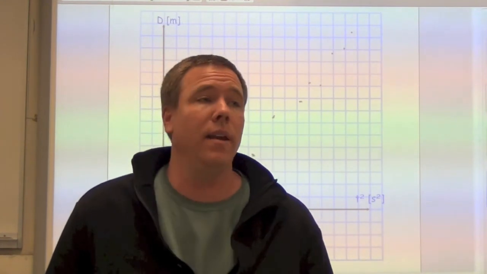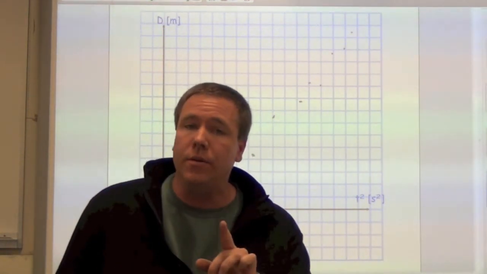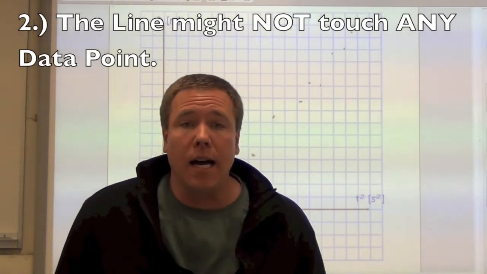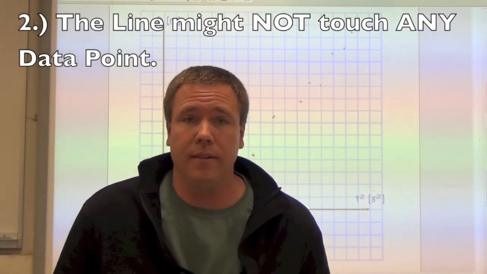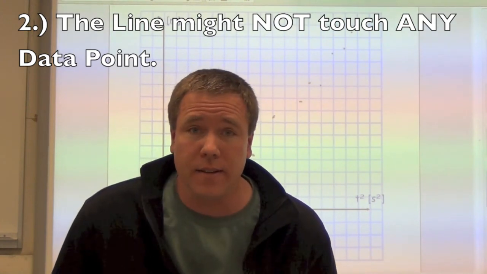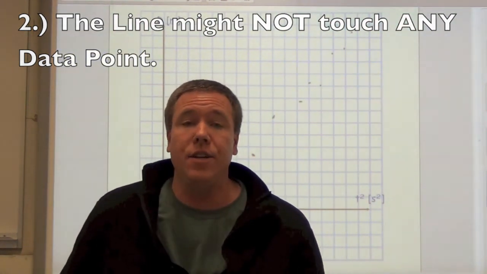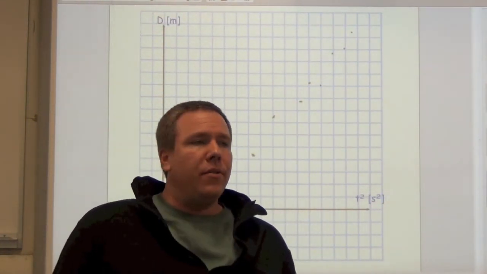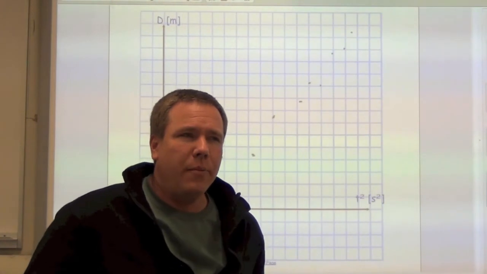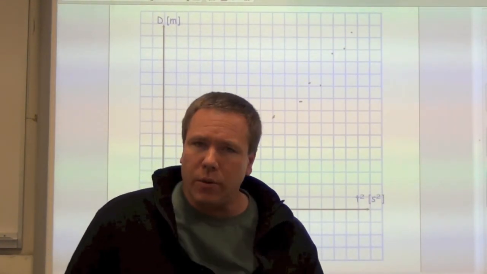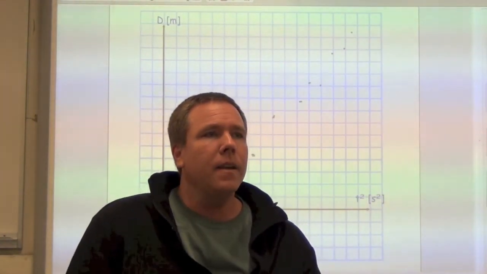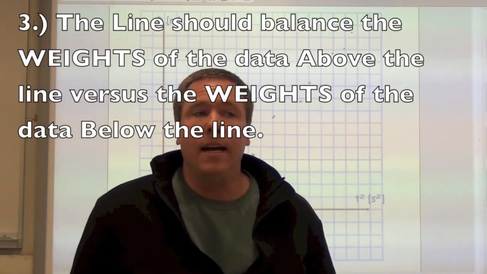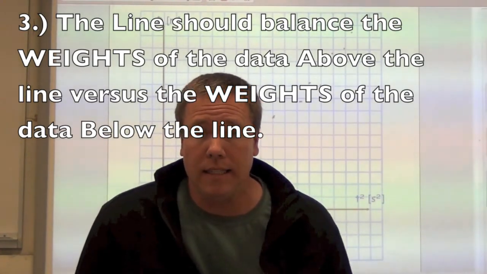So that's rule number one. Don't force your line through the origin. Point number two, the line does not need to touch any data point. Yes, I'm serious. The line does not need to touch any data point. And rule number three. Rule number three is the hardest to comprehend, but it's the most intuitive of the three rules. The line should balance the weight of data above and below the line.